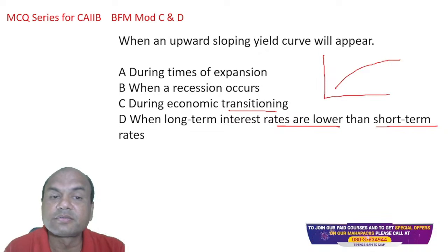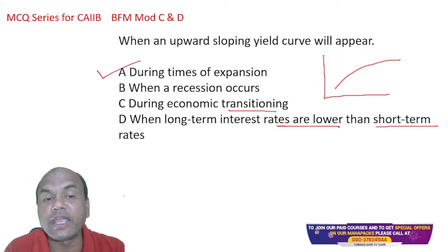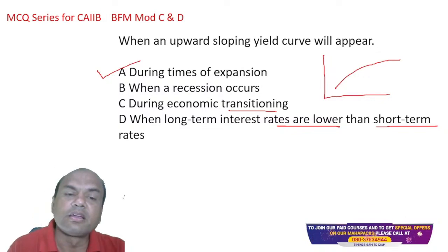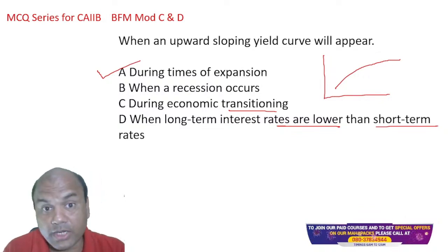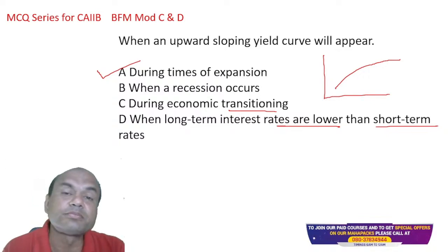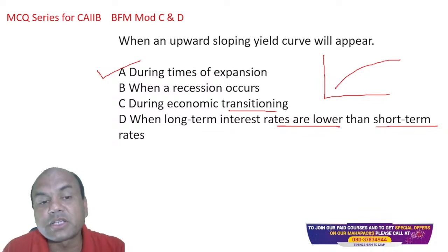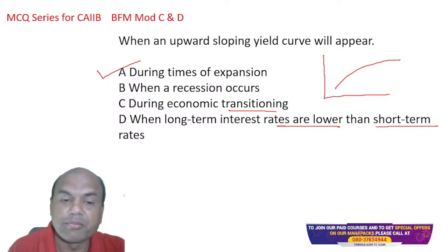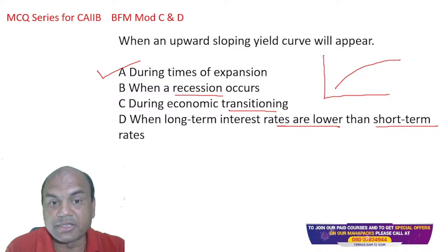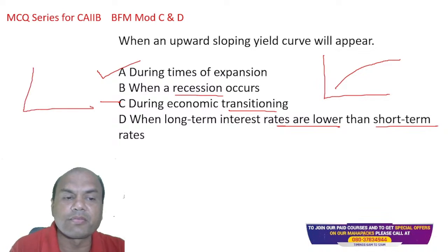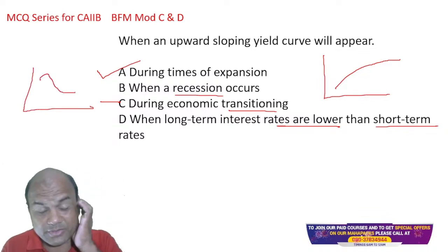It is during the times of expansion. A. Okay, now tell me in B, C and D. There are 2 options which are the same. Which are those options? B is recession occurs. B means recession. C means economic transition, so this will be a humped curve, the camel humped curve. It will be like this. You just saw this.